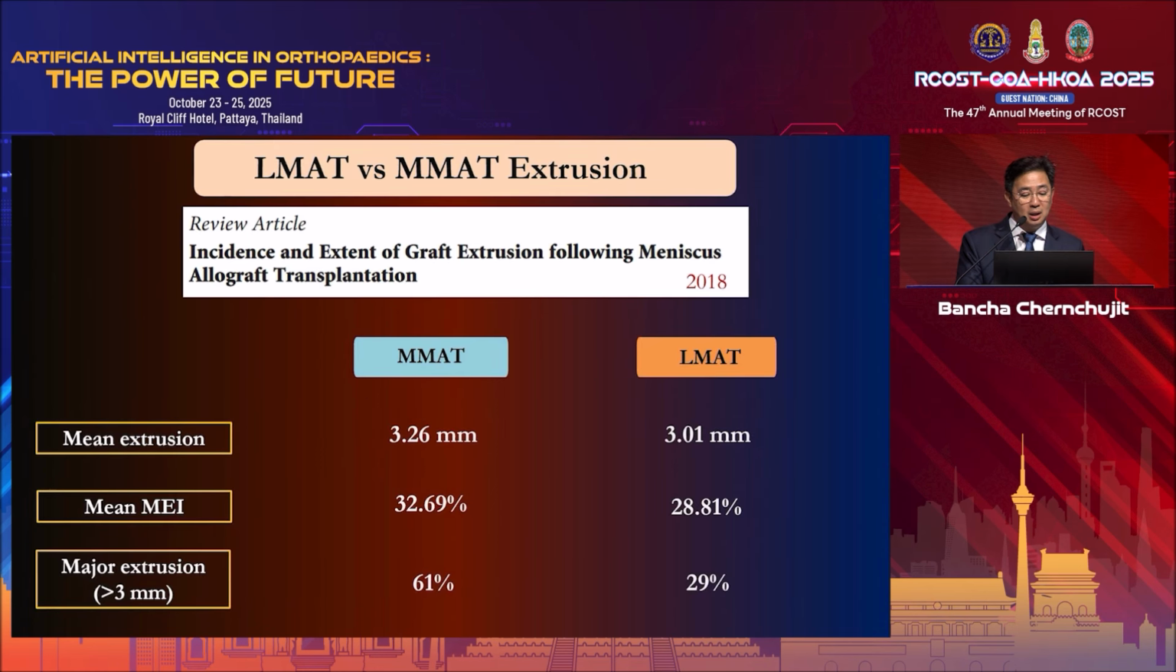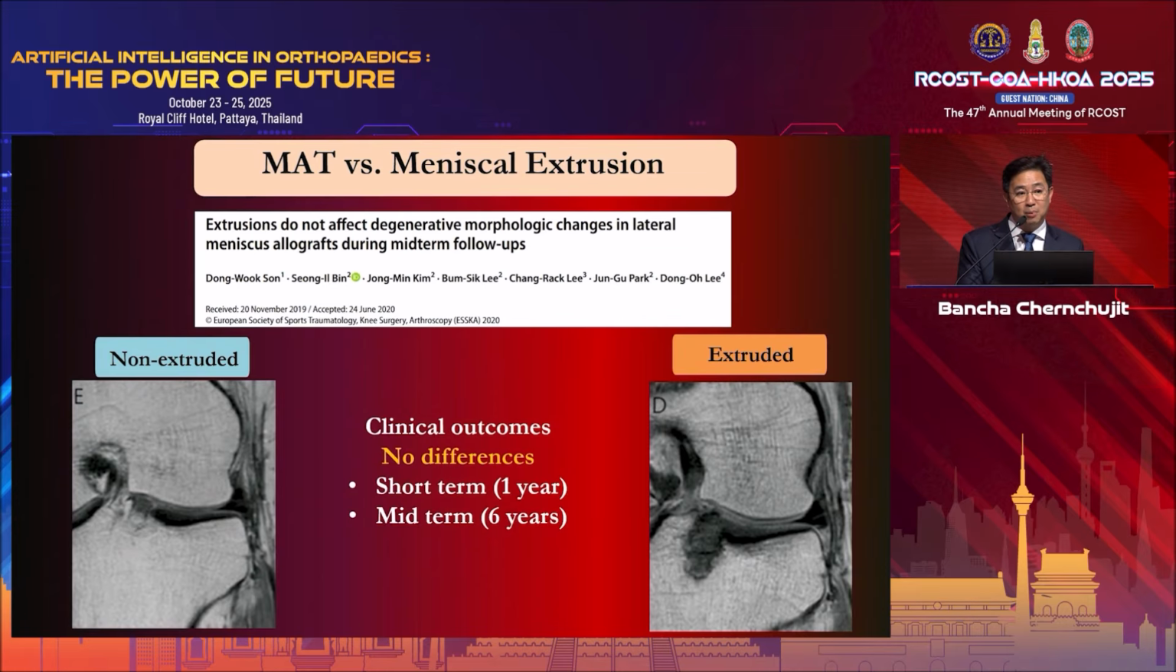A review study found the incidence of major meniscus extrusion after transplantation; the medial side always extrudes more compared to the lateral side. You can see 60% and 29%. 29% is about half, yeah. So the medial side tends to have more extrusion after transplantation.